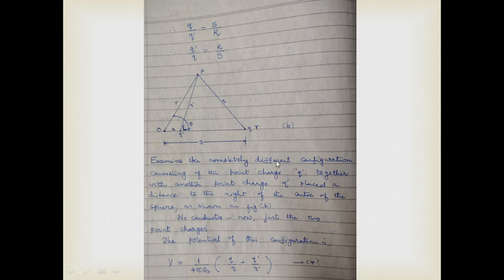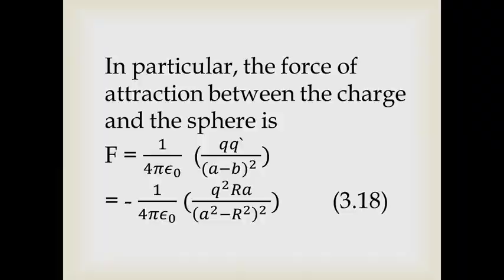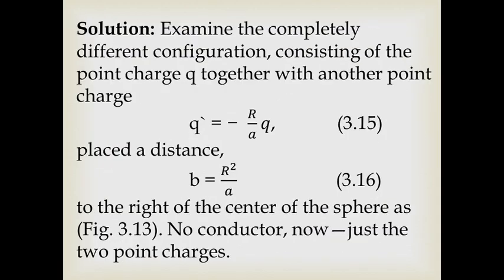Examine the completely different configurations. That means from the origin, we have kept a charge Q at a distance S and the image charge Q dash at a distance A. Now because of that, the potential at this point, where K is equal to 1 upon 4 pi epsilon 0, is Q upon R plus Q dash upon R dash. So this is the potential contributed because of the similar configurations, and that is going to be applied over our original problem, where also the potential is going to be the same.